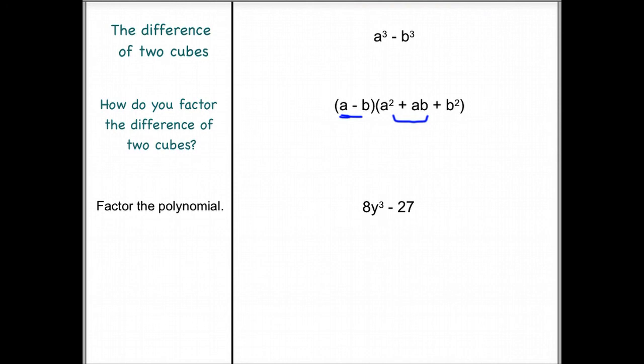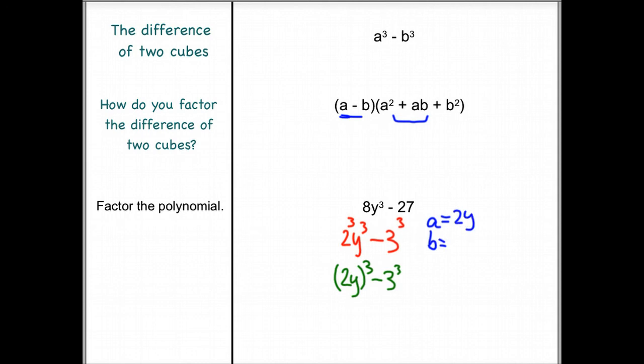So now, using what we know, we want to factor the polynomial. So what we do is we can rewrite this. We know that 8 is the same thing as 2 cubed, minus, and then 27 is 3 cubed. And I want to rewrite this so we have 2y cubed minus 3 cubed. Now what I want to do is identify our a and our b. Our a is 2y and our b is 3.